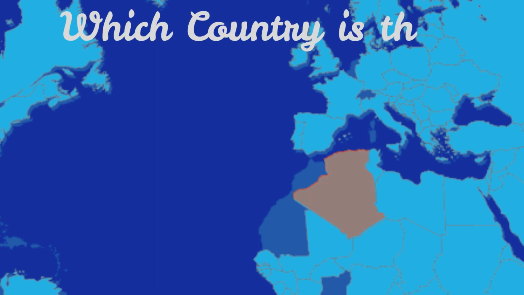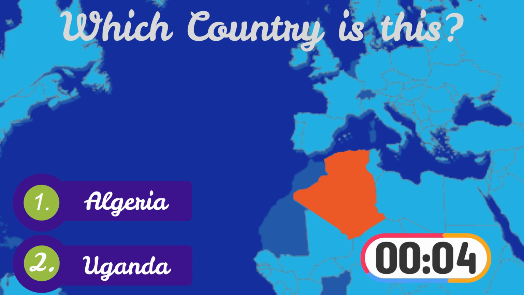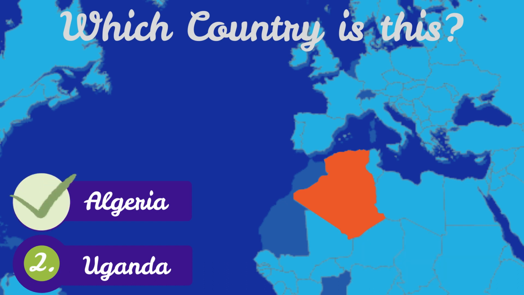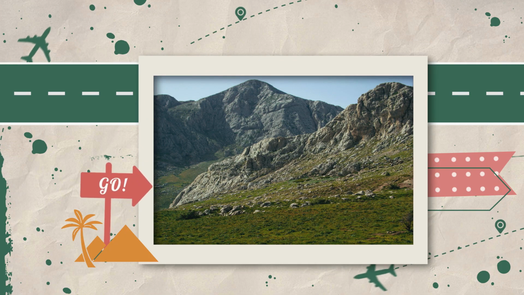Which country is this? Algeria or Uganda? This is Algeria. Algeria is the capital of Algeria.